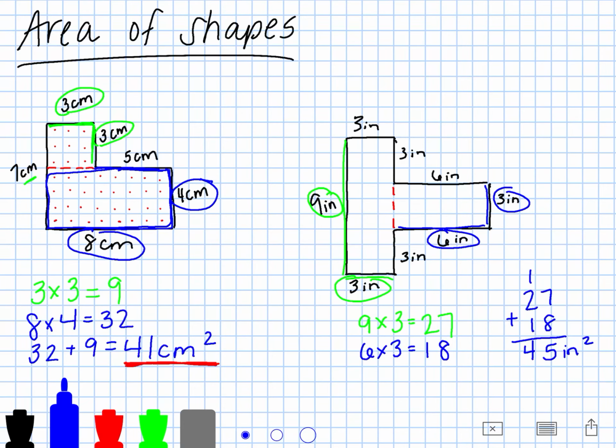And again, you have this square so you can count to double check. I'm going to count by 3s. 3, 6, 9, 12, 15, 18, 21, 24, 27. And I can still count by 3s if I want. 30, 33, 36, 39, 42, 45. Okay, so there's my answer, 45 inches squared.